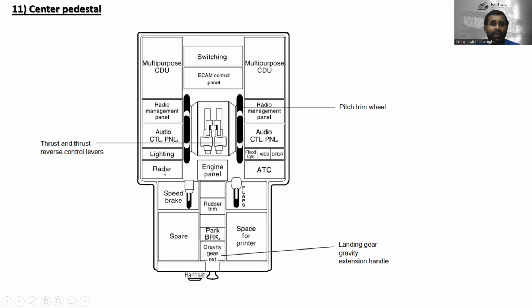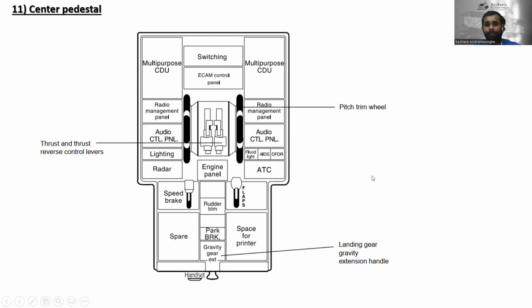Right, so these are the lighting, radar, ATC, flight light, AIDS, and DFDR, okay, and audio control panels, engine panels, speed brakes over there, flaps over there, rudder trim, parking brake, gravity gear extension. If hydraulics fail, this is used to lower the landing gears. And this is the space for the printer. Okay, this is used for the printer, and this is a spare. You can use anything. So this is the landing gear gravity extension handle over there, right?